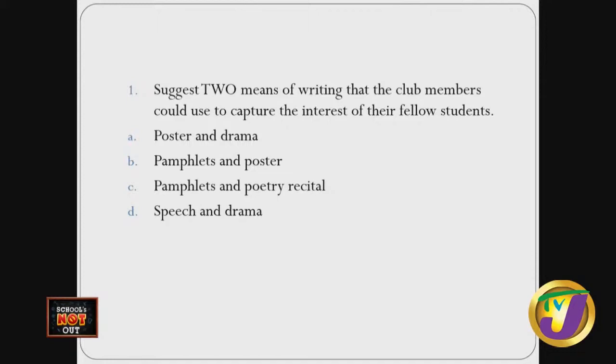Focus students on the task. 2 means of writing. Is it poster and drama, pamphlets and poster, pamphlets and poetry recital, speech and drama? Because the focus is on means of writing, our answer could only be pamphlets and poster.